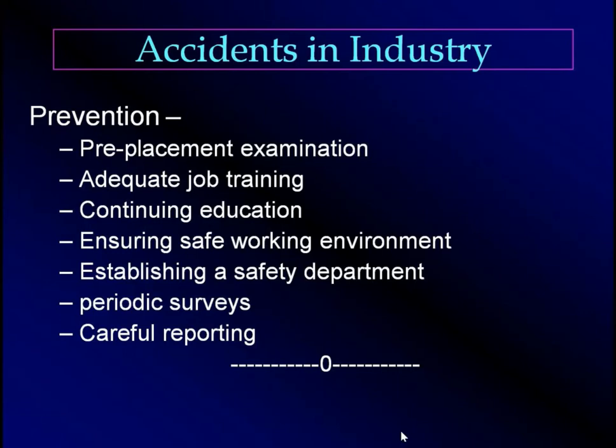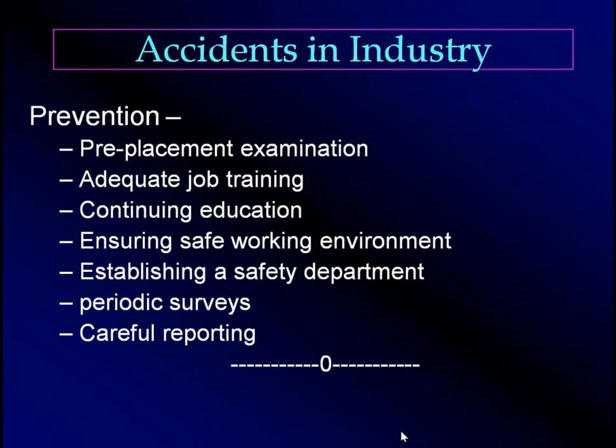By creating awareness, frequent educational sessions have to be provided for updating the knowledge in that particular field. Next is ensuring safe working environmental conditions. Always keep a check on the machinery and all those things, whether they are in good working condition or not. Next, establishing a safety department. Then periodic surveys. Periodic surveys means periodic checking of the different equipment used in the industry, and careful reporting. This is how you can prevent accidents in various industries.